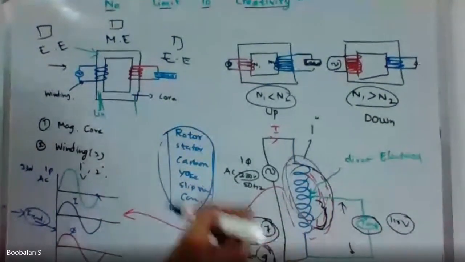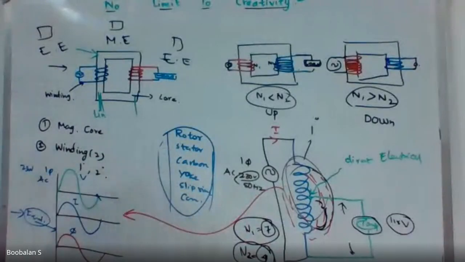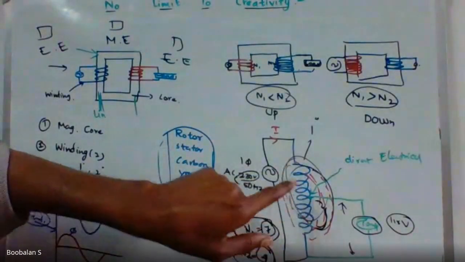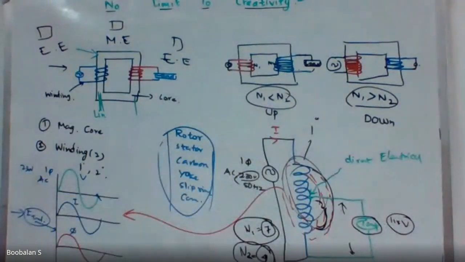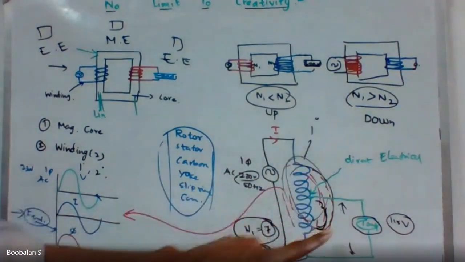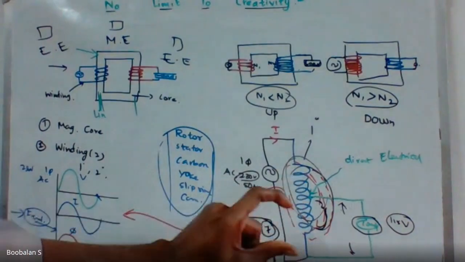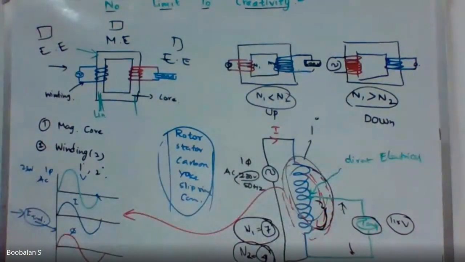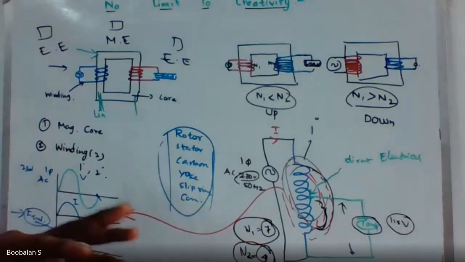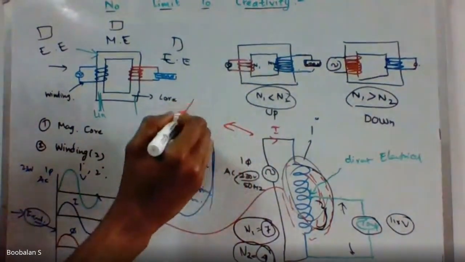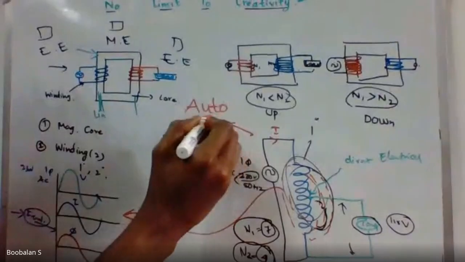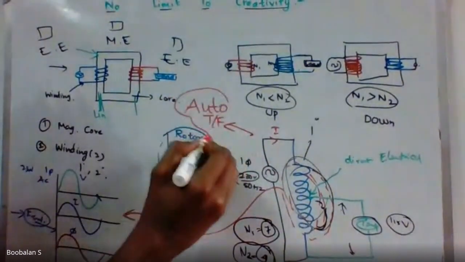So one coil you could have as output, right? So it's the same coil that now acts as a primary coil and as a secondary coil. Here primary, here secondary. So a single coil can act as a primary winding as well as a secondary coil, on the same coil some portion now acts as secondary. So this type of transformer is called an auto transformer, right?